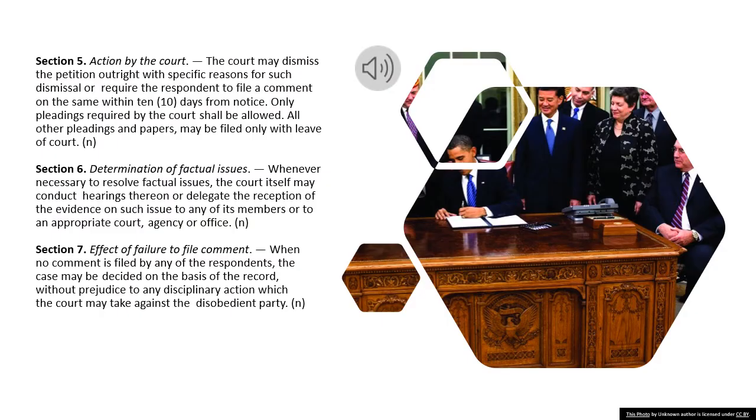Section 5. Action by the court. The court may dismiss the petition outright with specific reasons for such dismissal or require the respondent to file a comment on the same within 10 days from notice. Only pleadings required by the court shall be allowed. All other pleadings and papers may be filed only with leave of court.